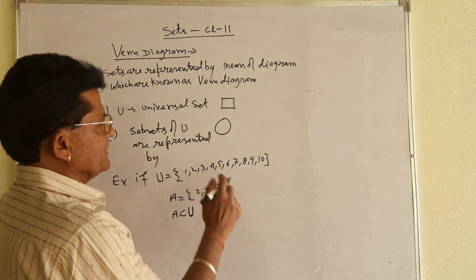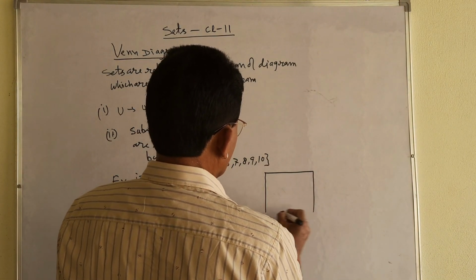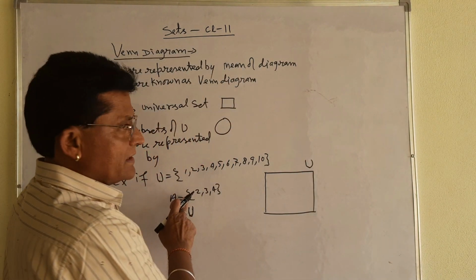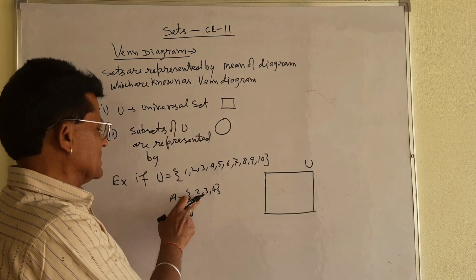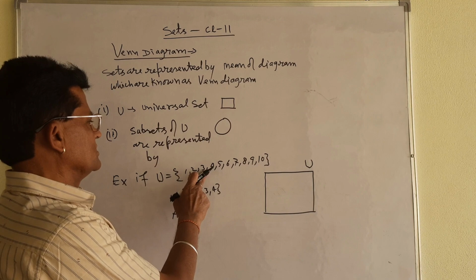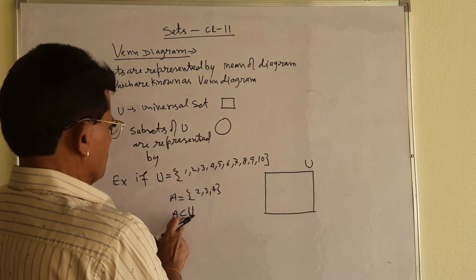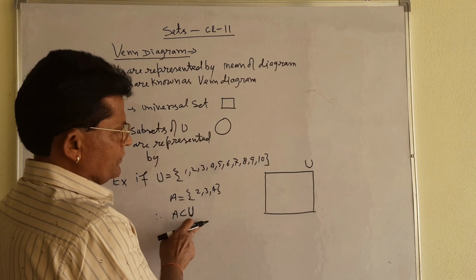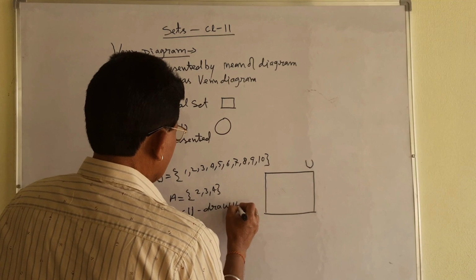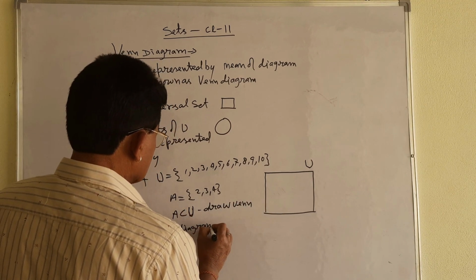I told you the universal set is represented by a rectangle. This is the universal set. Each and every element of A is in U: 2 is here, 2 is also here, 3 is here, 3 is also here, 4 is here, 4 is also here. That is why A is a subset of U. Therefore we will draw its Venn diagram, which I am just going to draw.